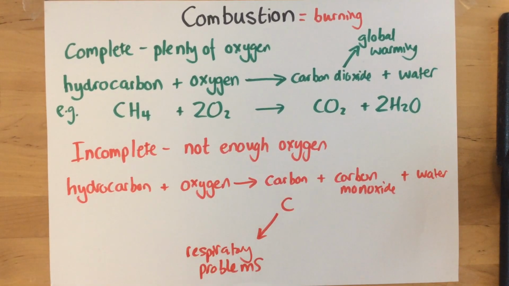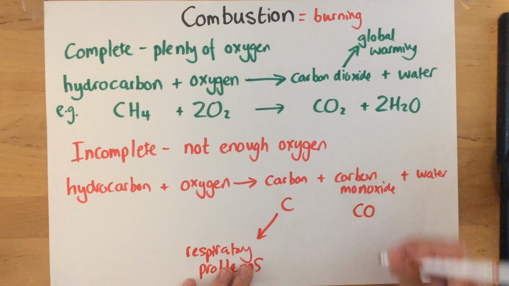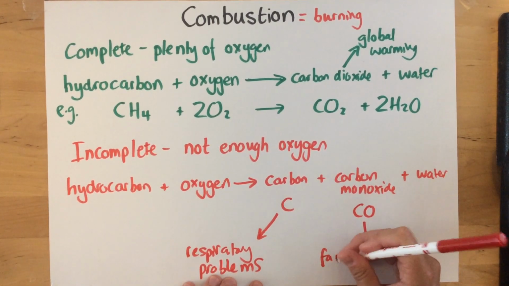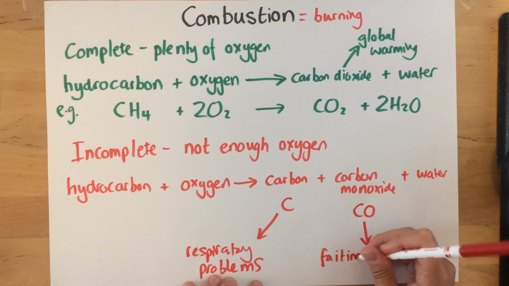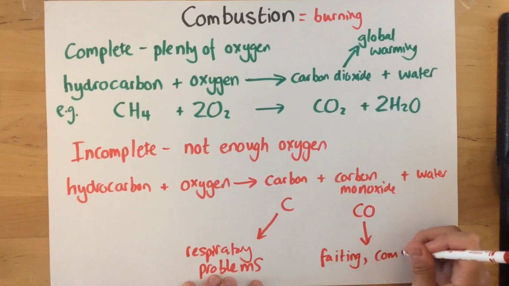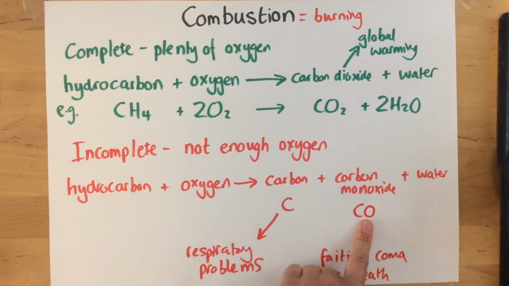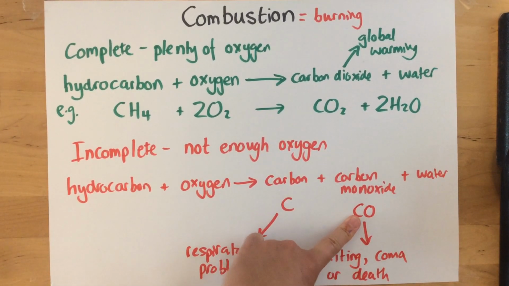Now, the really serious product that we need to know about is carbon monoxide. Its formula is just CO. If this is produced, then we can have some really, really serious consequences, such as fainting, coma, or death. It's a poisonous, odourless, colourless gas.